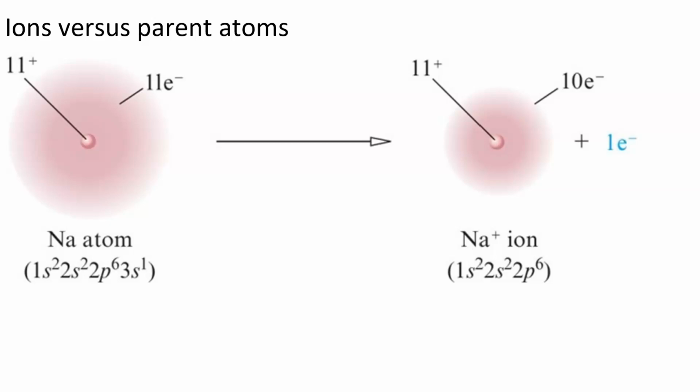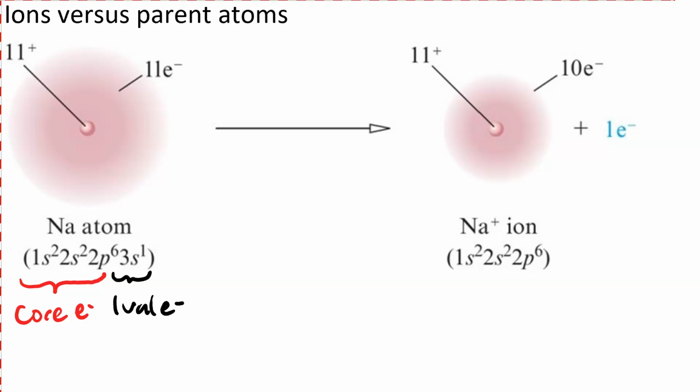Let's consider some other things about ions versus their parent atoms. On the left, we have a diagram of a sodium atom. It has 11 protons in the nucleus and 11 electrons. Its electron configuration is 1s2, 2s2, 2p6, 3s1. So there's one valence electron.